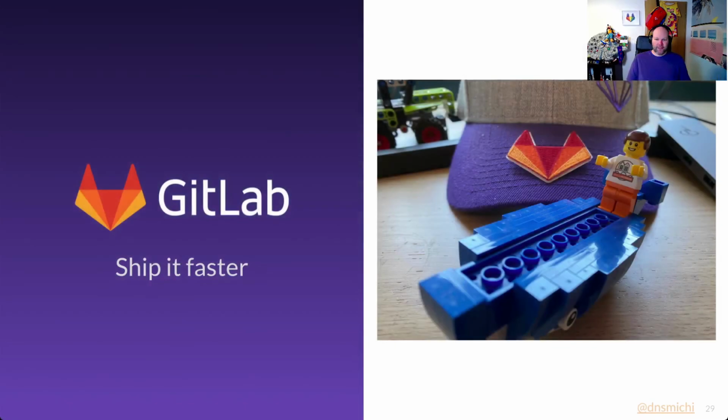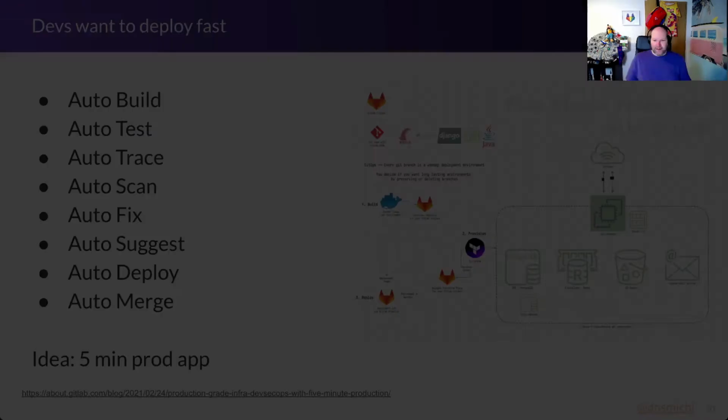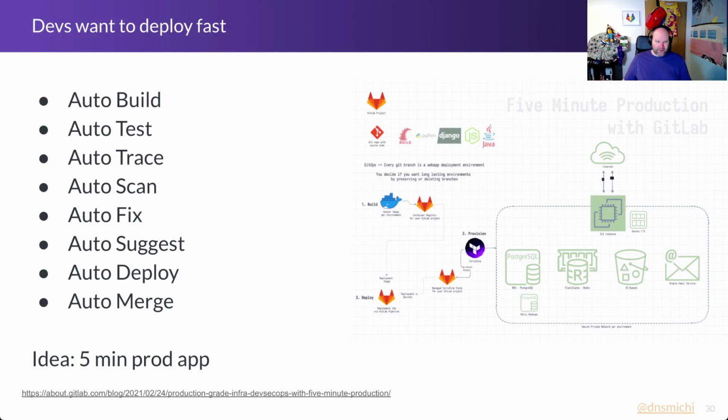Now, we also want to ship things faster. This is the CD part of everything. So developers want to deploy everything fast, like building things automatically, installing all the dependencies, testing things, tracing things, scanning, fixing, suggesting, deploying, merging. Yeah, maybe merging. I'm not sure about this. So one of the ideas we want to do that with Cloud Native in a 5-minute production app. This is something which is currently in development.